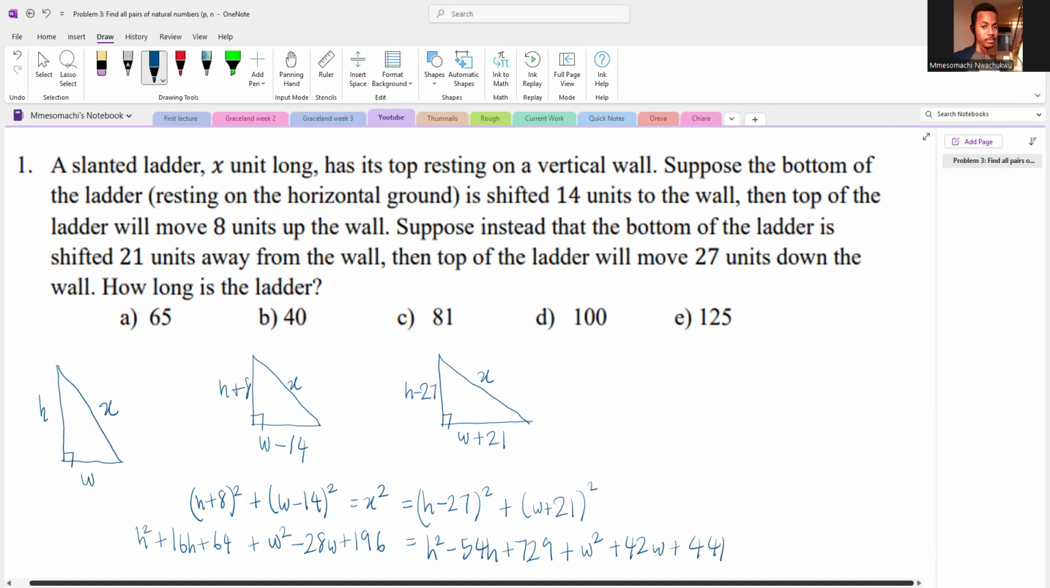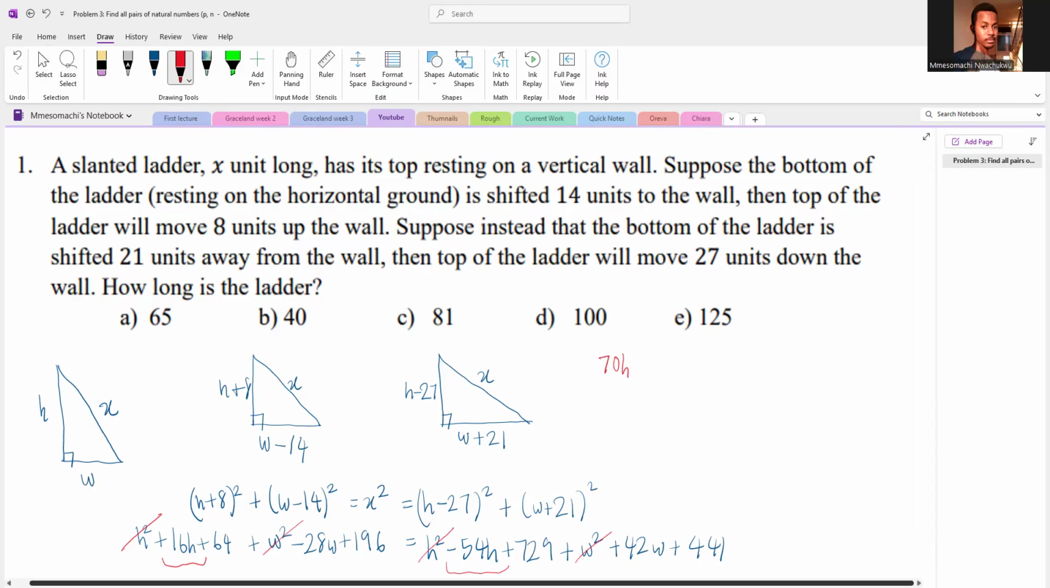So this is just normal binomial expansion. And then I'll cancel out some things on both sides of the equation. So H squared and H squared will go out, W squared and W squared will go out. So let's see what we have. The minus 54H will go to the left-hand side. So we have 16H plus 54H, and that is going to be equal to 70H. I'm skipping some steps. And then we have 64 plus 196, that's going to be equal to 260.